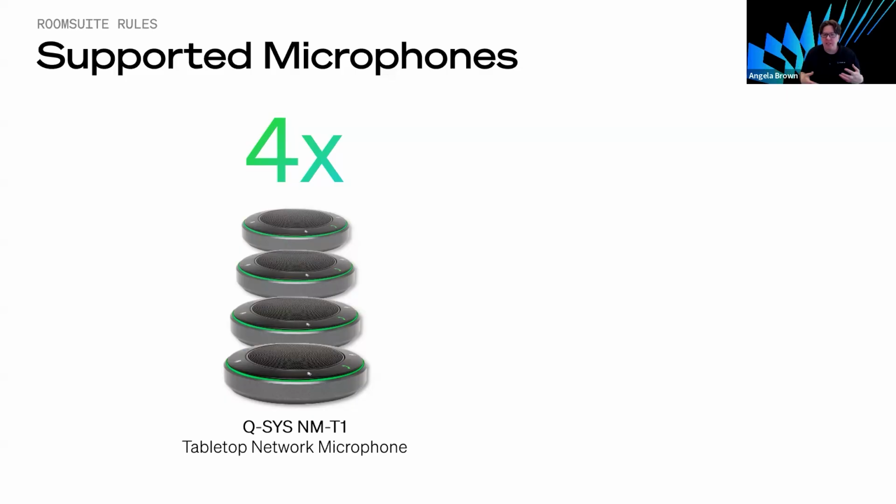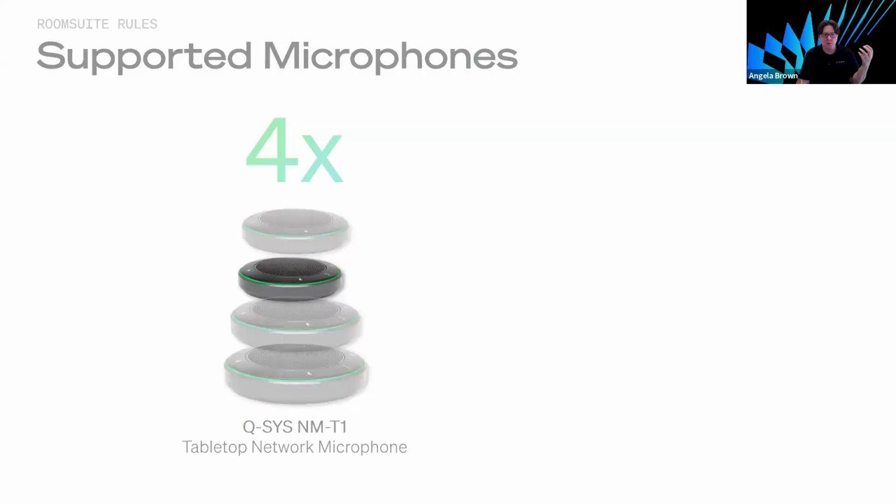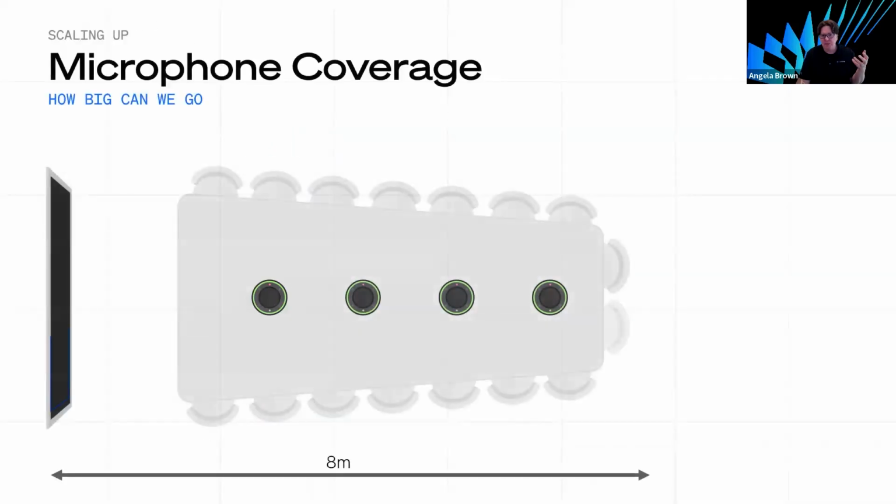So there's a couple of things that I think of when I start thinking through that process. One is really the physics of the room, and I'm using the NMT one as an example. We can support up to 4 NMT ones, and with the NMT one, you can really have about a 6-foot radius of coverage. So you could look at 4 of them at a table. You can have pickup on a table that's up to 24, 26 feet long.